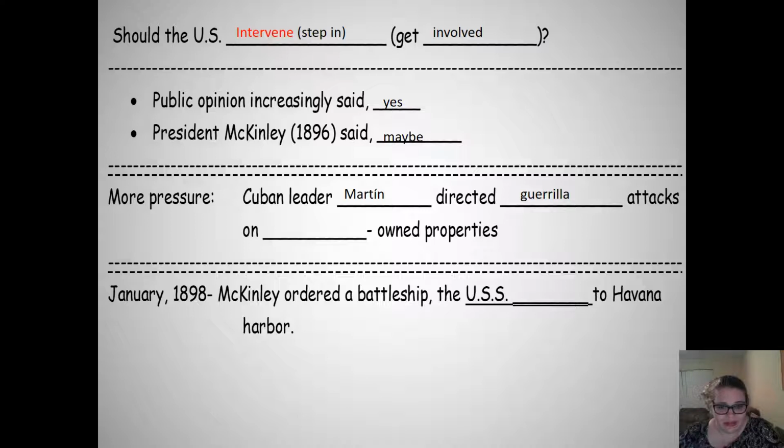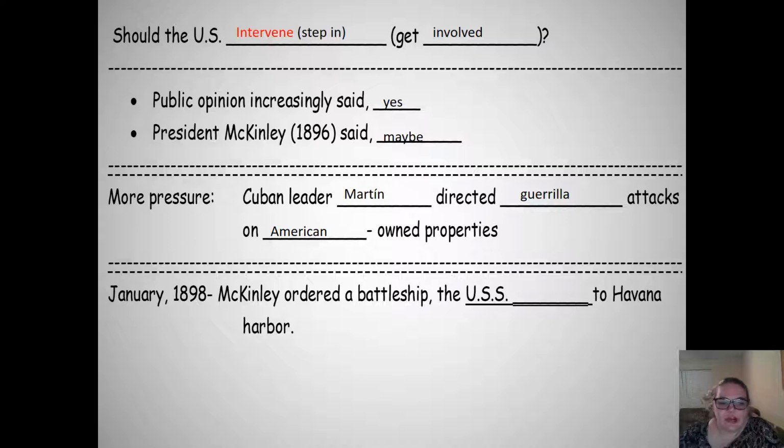The Cuban leader, Martí, he directs the guerrilla attacks on American-owned properties. Okay? The Spanish get smart. And the Spanish basically start parking all of their stuff on American-owned properties. And so if the guerrillas want to take out Spanish supplies or Spanish weapons, they want to bomb that stuff, they have to bomb those American-owned properties. And America can say, maybe we don't need to get involved in this until American-owned stuff starts getting blown up, right?